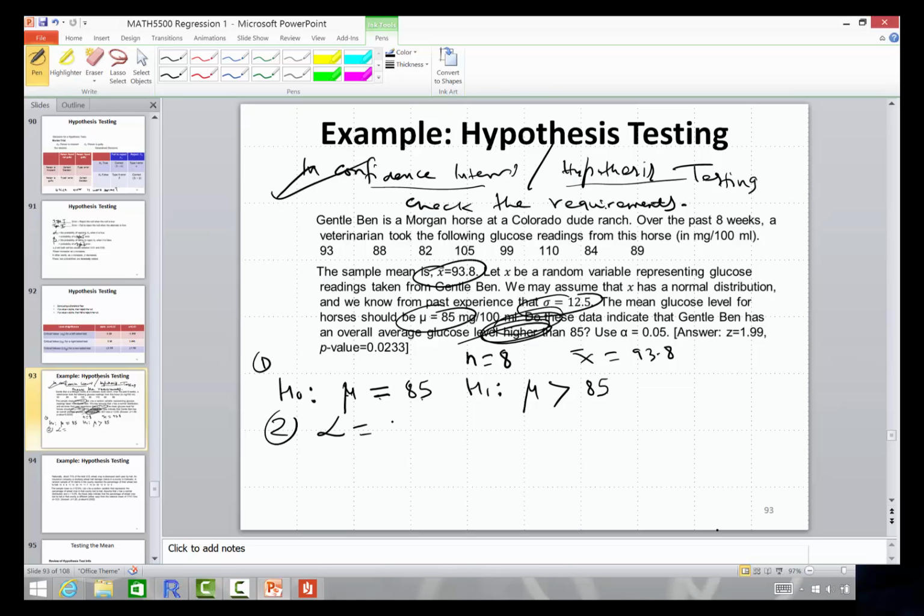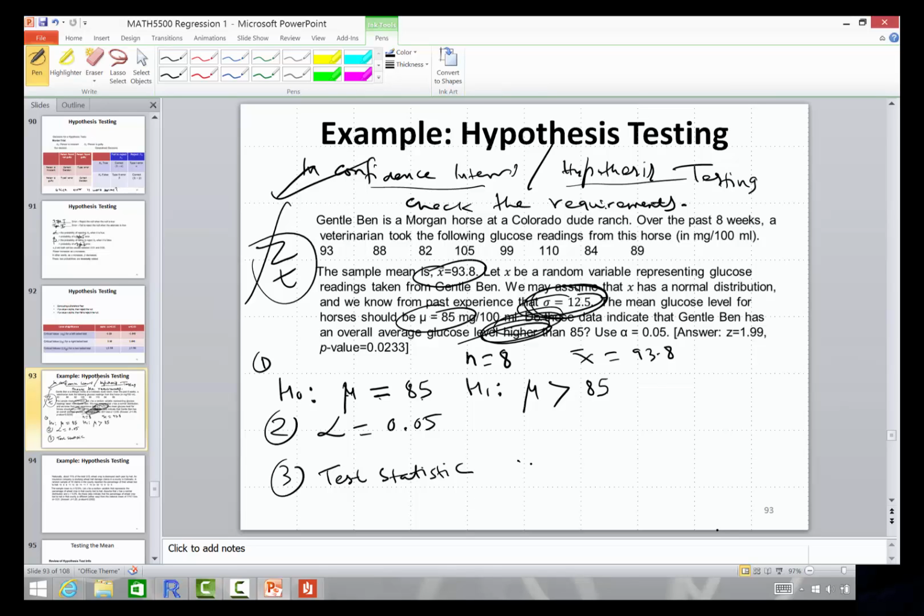Step 2 is alpha. What is alpha given? 0.05. The third thing is to find the test statistic. That could be either Z or T. How do you know whether it is Z or T? Depending on whether sigma is given or not. Sigma is given, so we do Z.